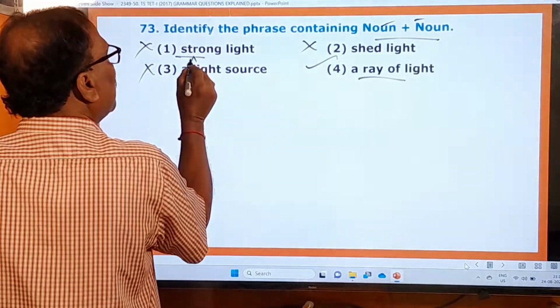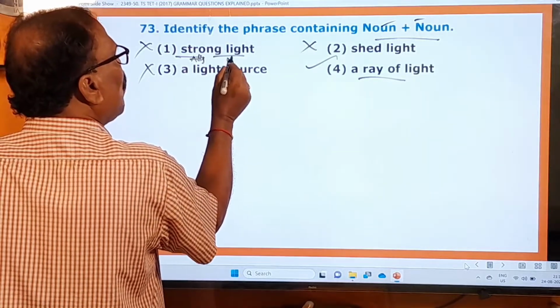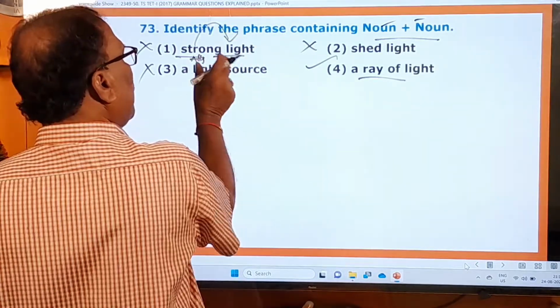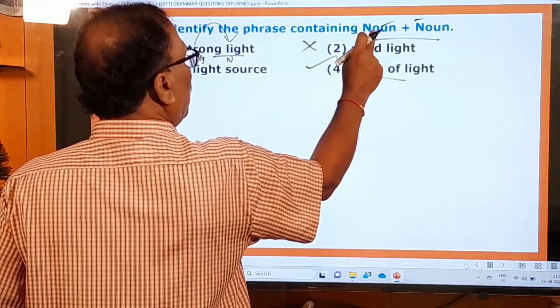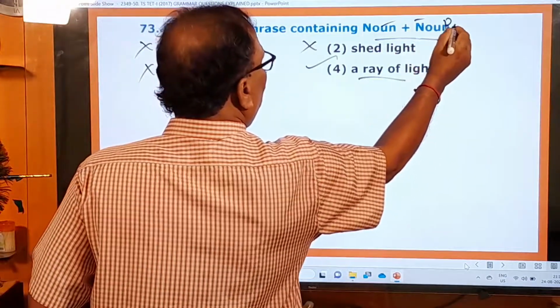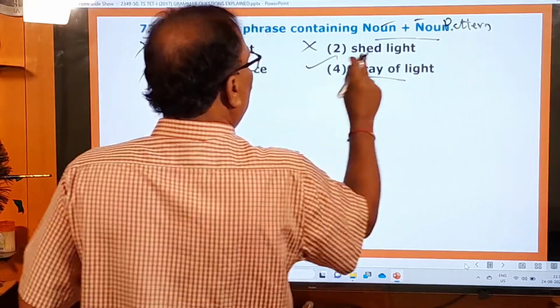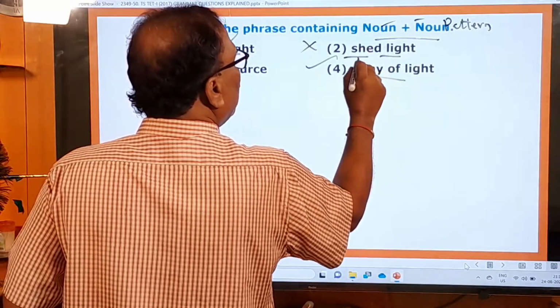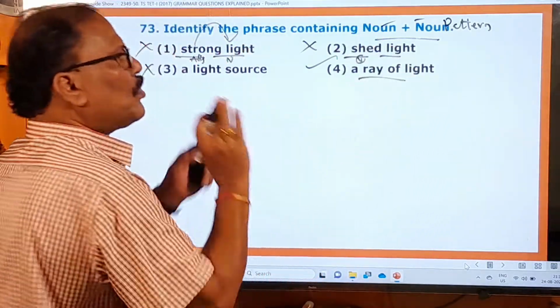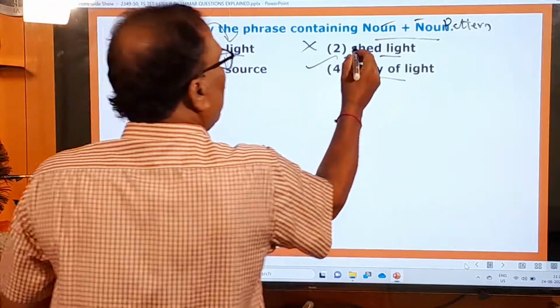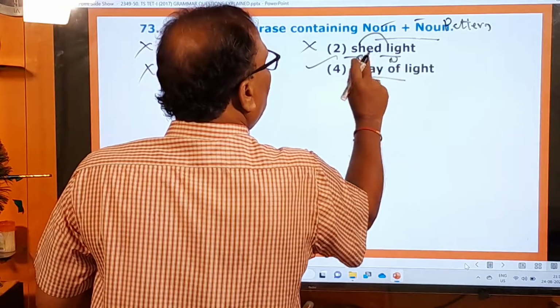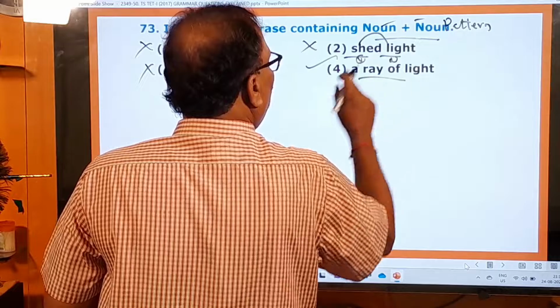Strong is an adjective. Light is a noun. Strong light. That's why this cannot come under this noun plus noun pattern. Shed light: shed is a verb. Shed light means throw light. You throw light on something. So shed light is a verb plus a noun, so this also does not come under the noun plus noun pattern.